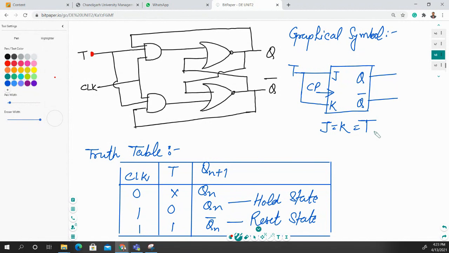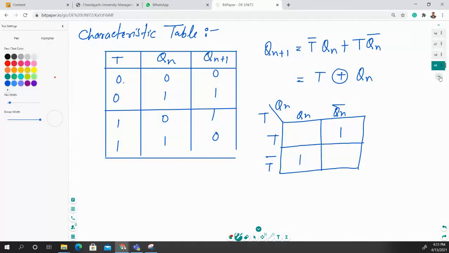As you can see, T has only two states, either 0 or 1. If you provide T input as 1, it will give you the output Qn bar. And we can consider the 0 input as the hold state. Continuously it will change its state from 1 to 0 and 0 to 1. So let's see the truth table from this particular characteristics table.